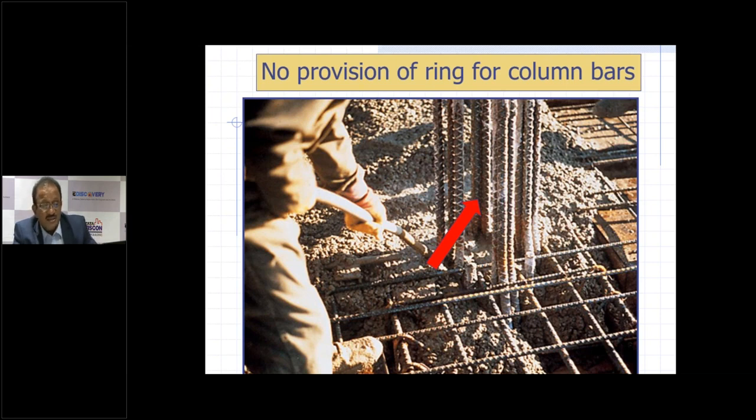Now what we are discussing is some do's and don'ts, and we are seeing some practical slides wherein I have taken these slides from the site where some bad construction practices have been followed. At some places, some good construction practices have been followed. So I have tried to capture all this together.